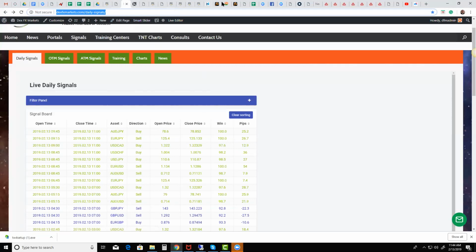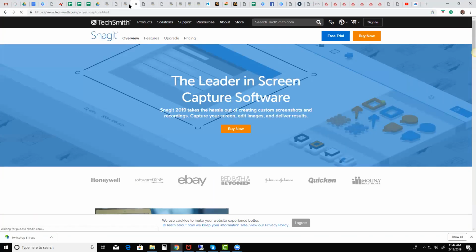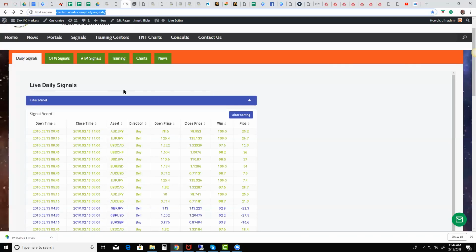But if you have a lot of tabs like I do, if you're off the page and you go back to the page, it may fire late. You may hear the tone. And this is what sucks about the system. I want to try to find a better alert process for the daily signals.